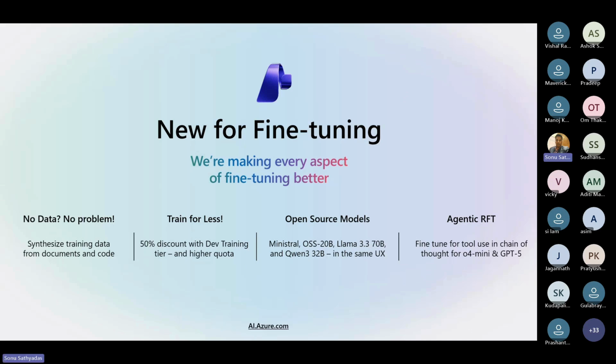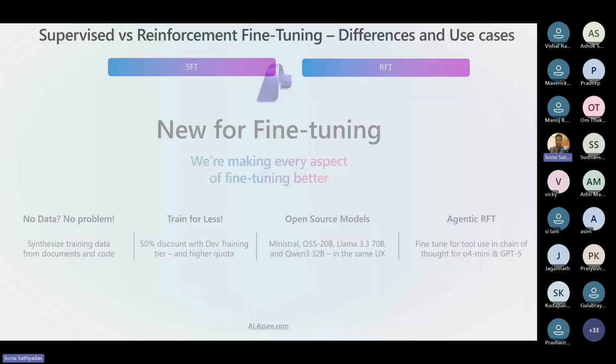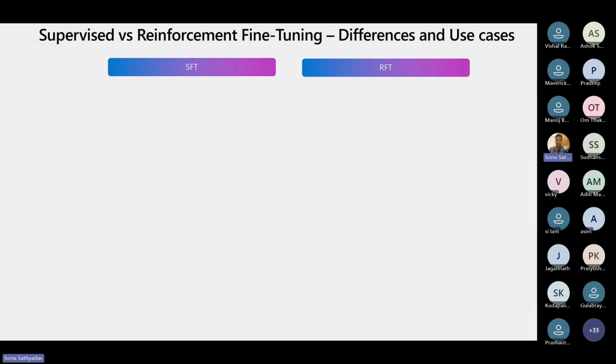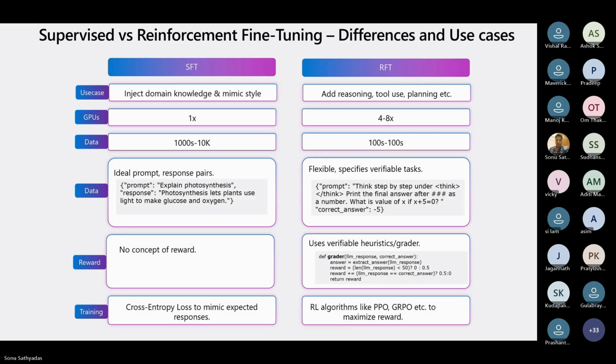Then agentic reinforcement fine tuning, fine tune for tool use in the chain of thought for O4 mini and GPT-5. So if you want to fine tune for the agentic usages, that is for tool usages, then you can use the agentic reinforcement fine tuning approach. That is basically the O4 mini is supported. Now you can see a comparison chart of supervised versus reinforcement fine tuning.